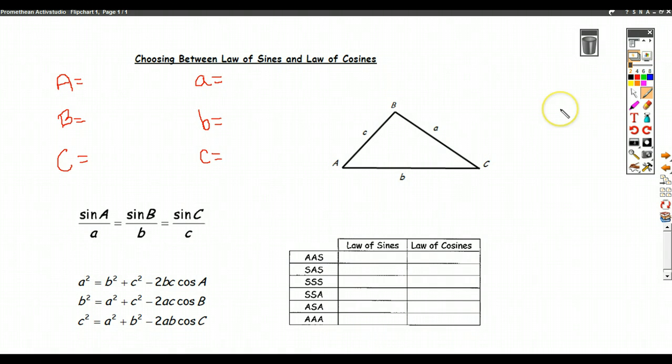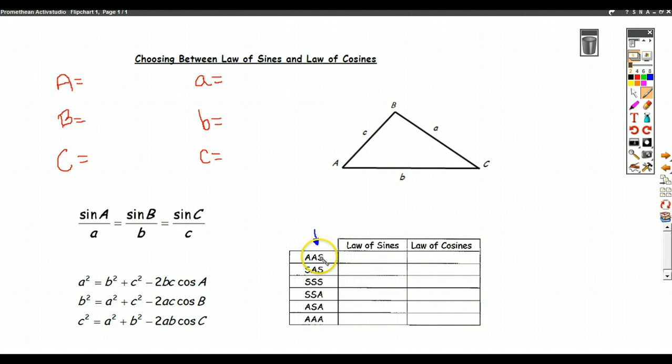In this video, we're going to look at choosing when to use the law of sines and when to use the law of cosines. Before we do that, I just want to bring your attention to this little table down here. These little three-letter abbreviations stand for how the information of the triangle is given to you.